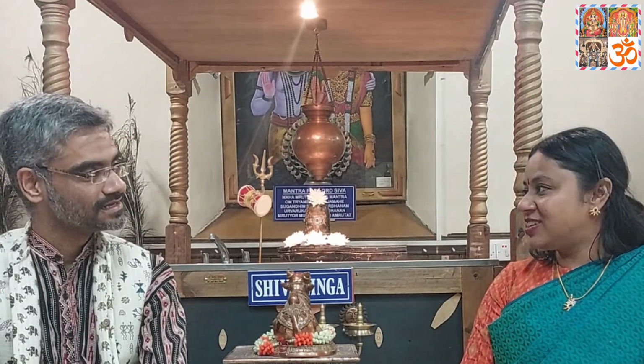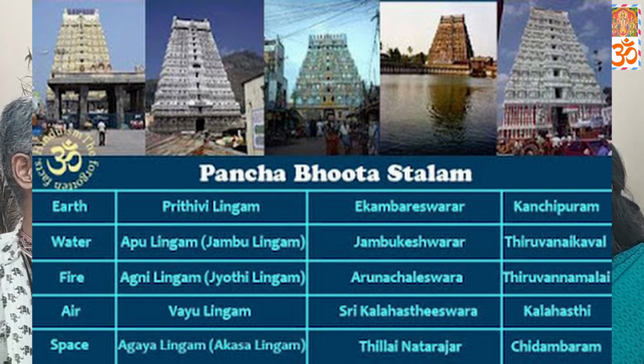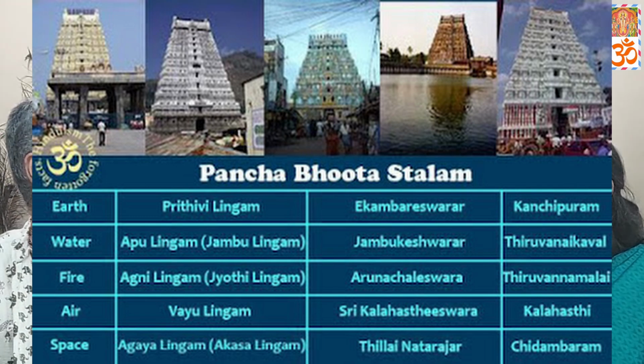Today we are going to talk about Thiruvanaikaval, as you have mentioned, and it represents the element of water. Among the five, we did Chidambaram, which was the Akasha Sthalam, and then we did Thiruvanamalai, which was the Agni Sthalam, and Thiruvanaikaval is the water element place. So can you start by telling us where Thiruvanaikaval is and the background to this?